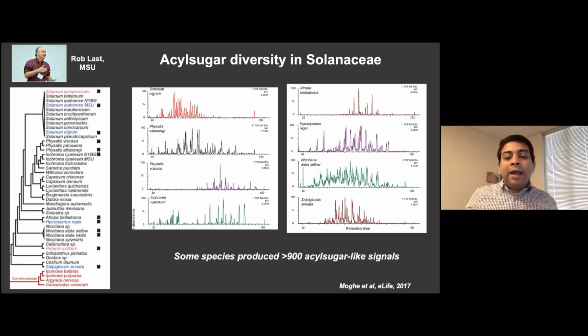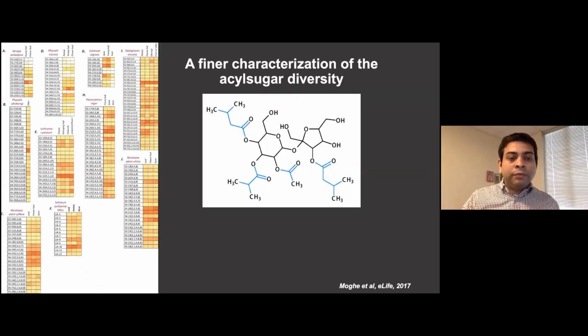So why these species produce so many acyl sugars is not known. Why not just produce 20 or 30 acyl sugars abundantly? One of the important things to note is that a lot of acyl sugars make the surface of the plant very sticky, and that's what causes the oviposition deterrence for some insects.